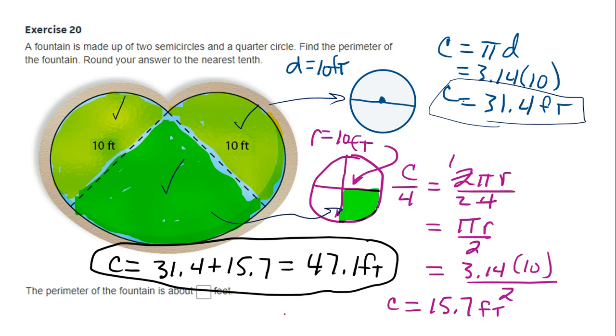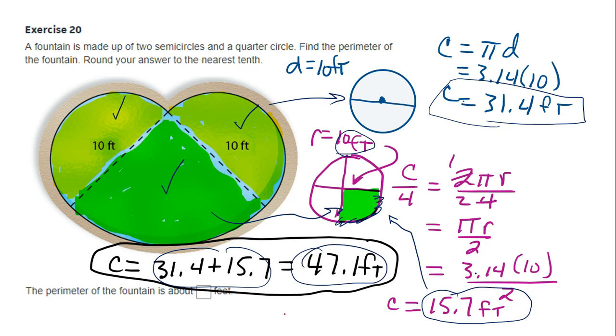For the other piece, this piece here, that is that piece. So this part of the circumference represents 1/4 of the circumference, or the circumference divided by 4. So circumference equals 2 times pi times radius, because the radius is 10 feet. I do the work and I get the circumference of this piece, and then all I do is add them together. Okay, and I get 47.1 feet.